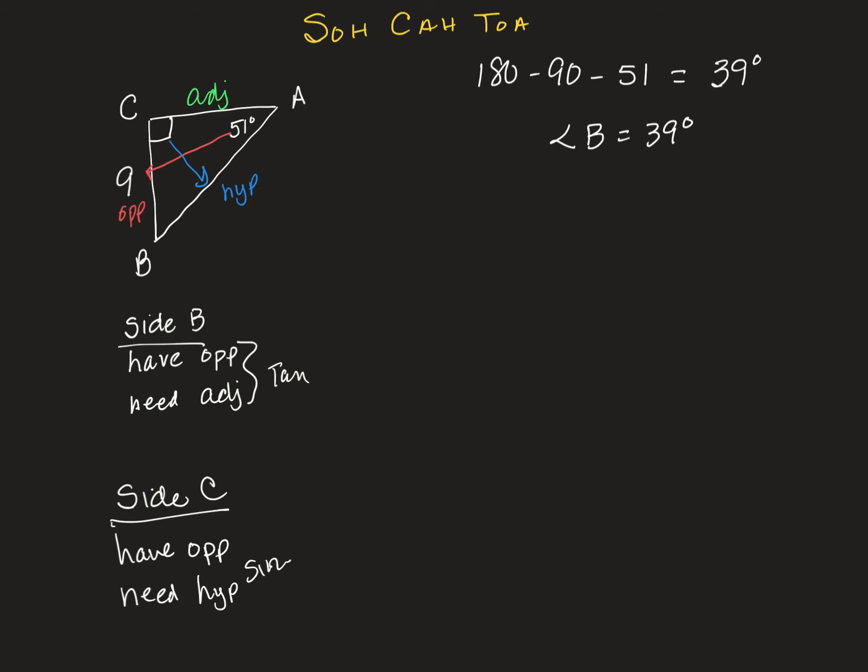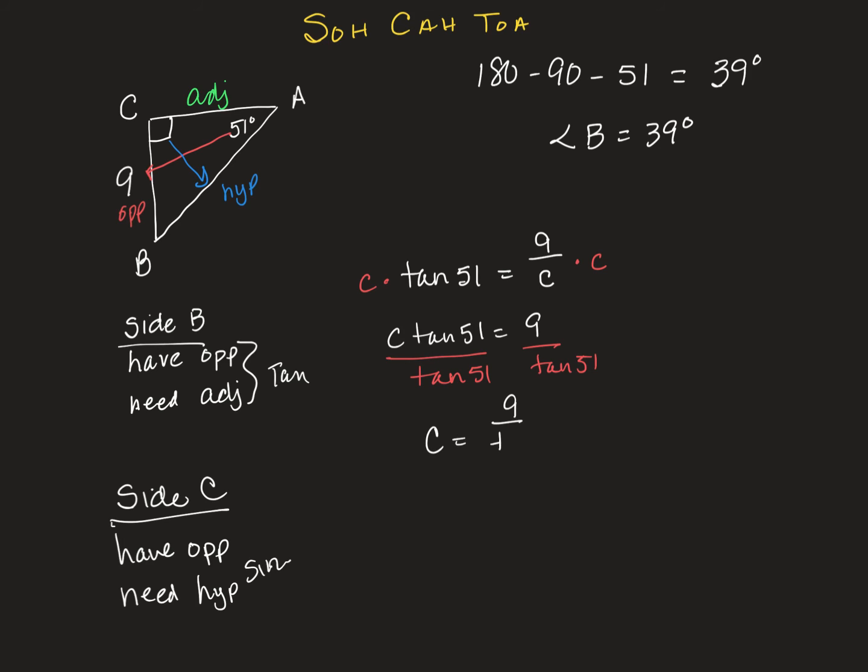So to solve for side B, we're going to say the tangent of 51 equals my opposite side, which is 9, over my hypotenuse, which I don't have, so it's lowercase c. So to solve this one, it's a little trickier. I'm going to first multiply both sides by c. I have c tangent 51 equals 9. I'm then going to divide by the tangent of 51. And that is what I'm going to solve for. So c is equal to 9 over the tangent of 51. And in your calculator, you're going to do 9 divided by tangent of 51.